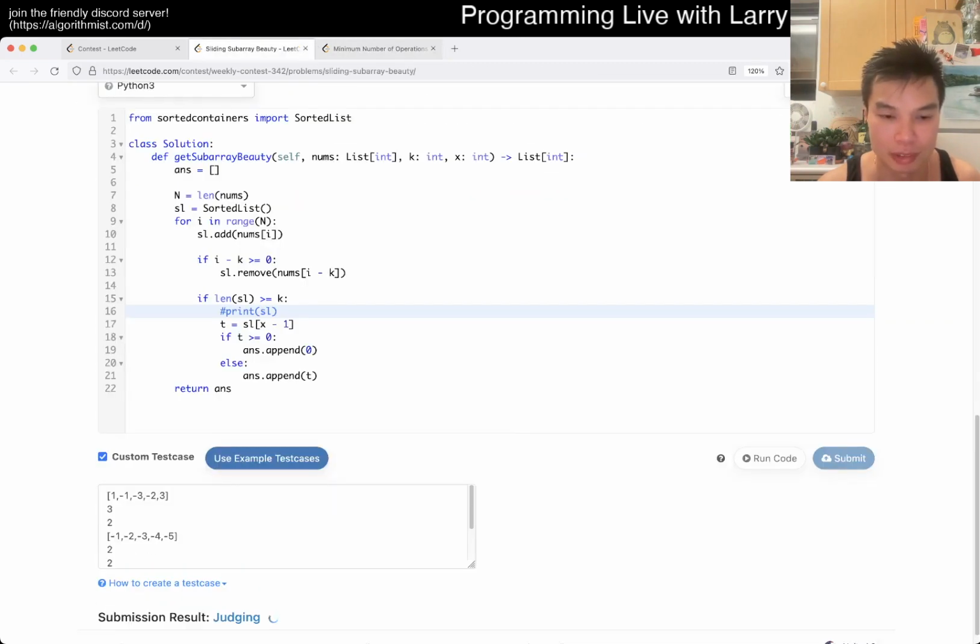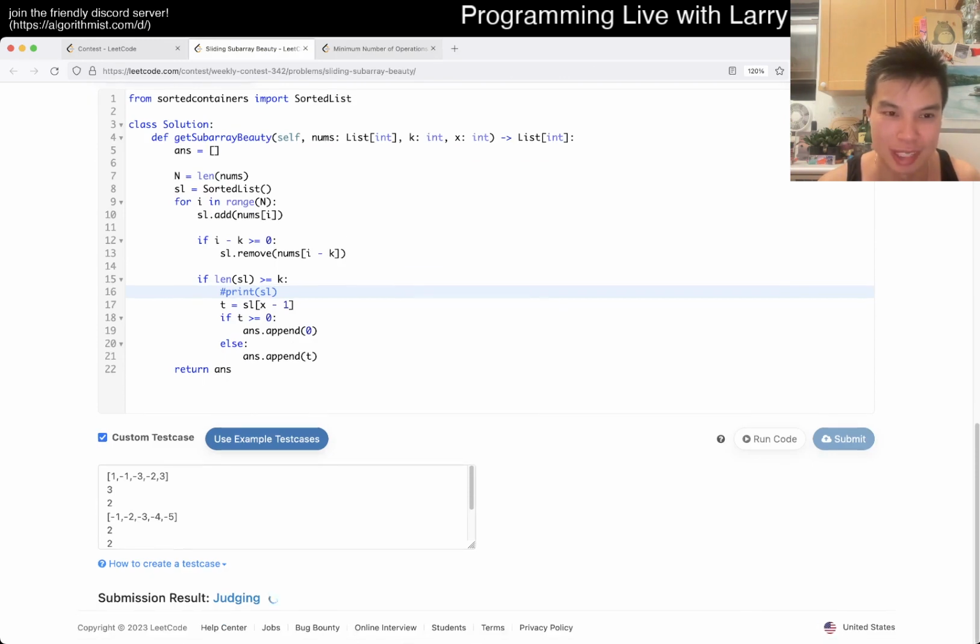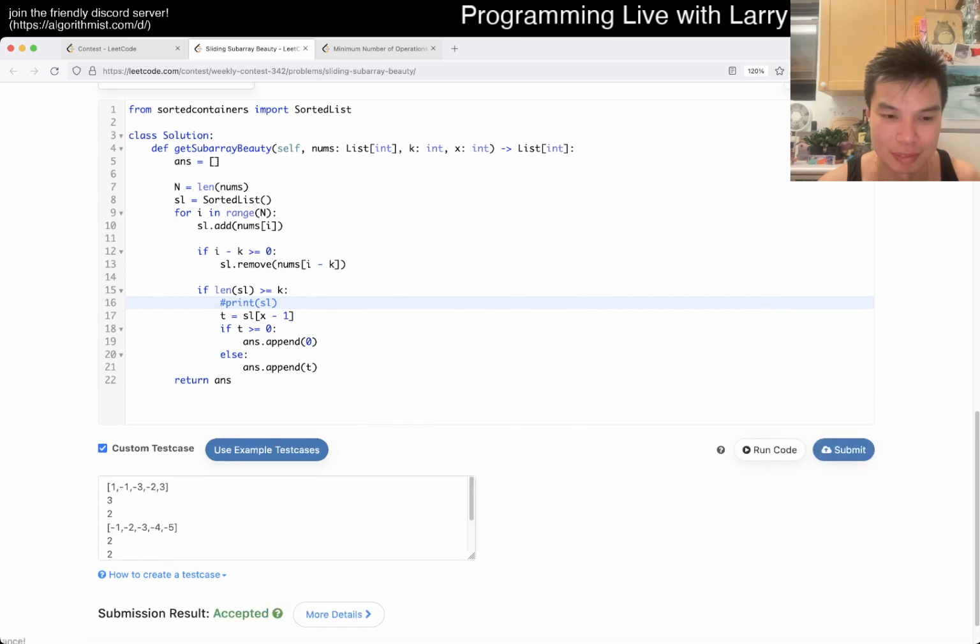All right, let's look at the other one. Oh, it's tracking. Come on, baby. If it times out, I'm going to be very sad, actually. Okay, good.